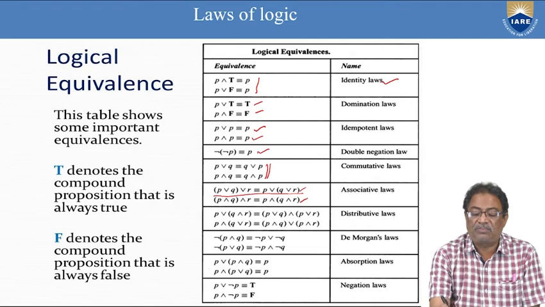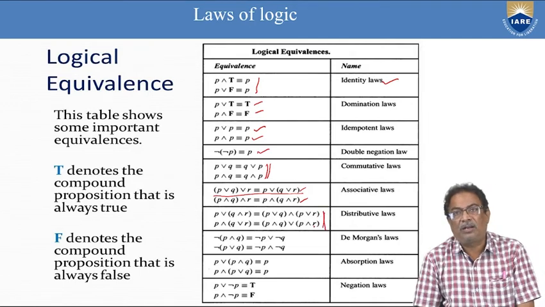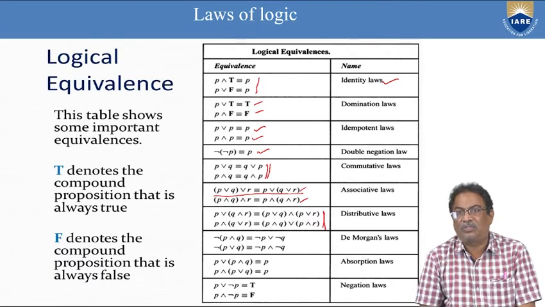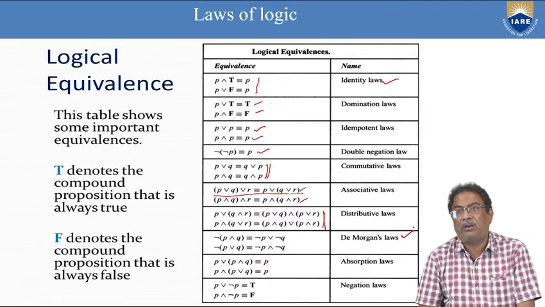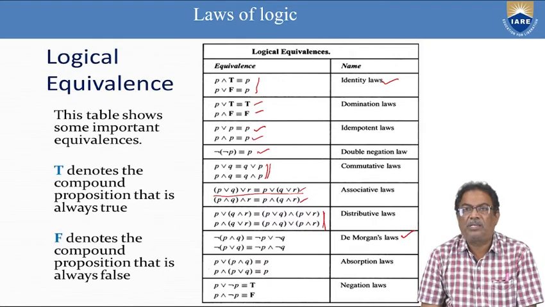And distributive laws. This is one of the important concepts. So distributive laws: P or (Q and R) is equal to this, and P and (Q or R) is equal to this. And De Morgan's laws. This is also a very important one. De Morgan's law: negation of P and Q is identically equivalent to negation P or negation Q.